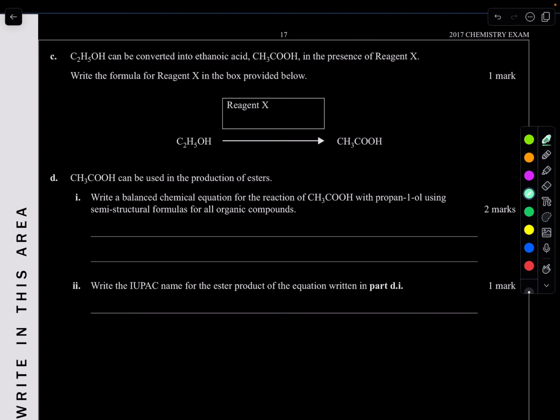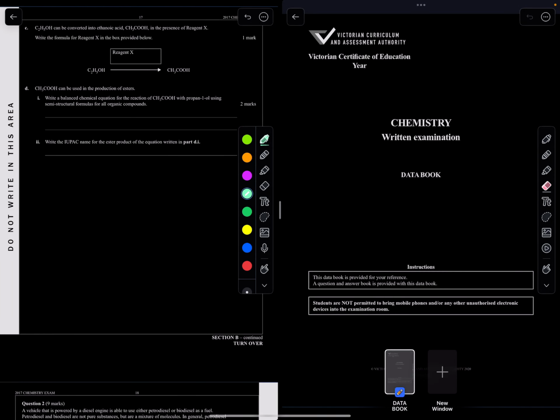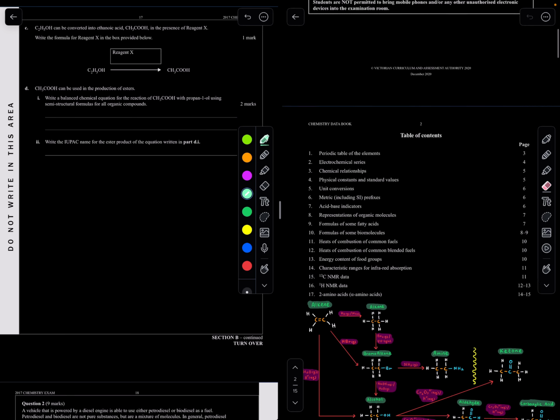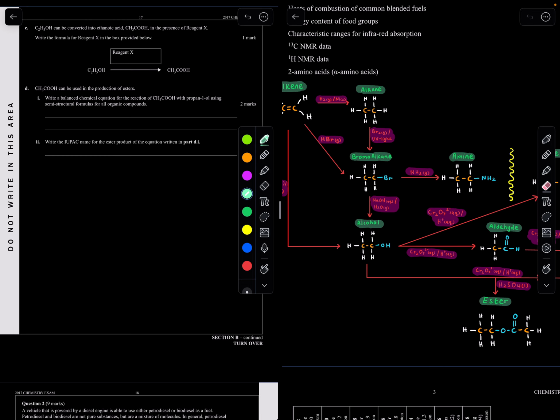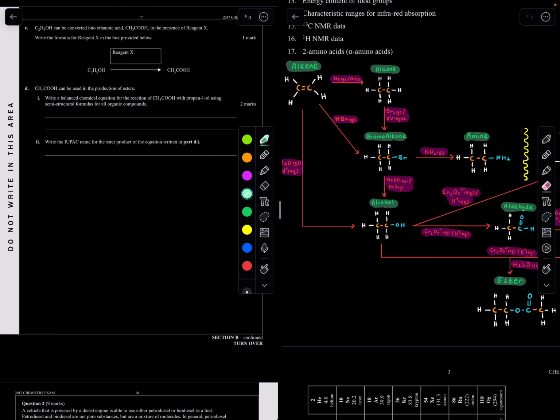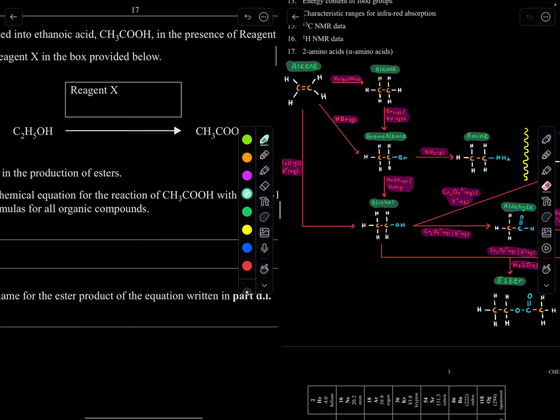So ethanol can be converted into ethanoic acid in the presence of a reagent X. Write the formula for reagent X in the box provided below. Of course, you should memorize these. There are organic reaction pathways, which I would say absolutely memorize. Remember you need to memorize these formulas and pathways for your exams, because they are not in your formula sheet. As you can see here, I've nicely written one that goes through all the reaction pathways. We're going from ethanol, which is an alcohol, to a carboxylic acid.